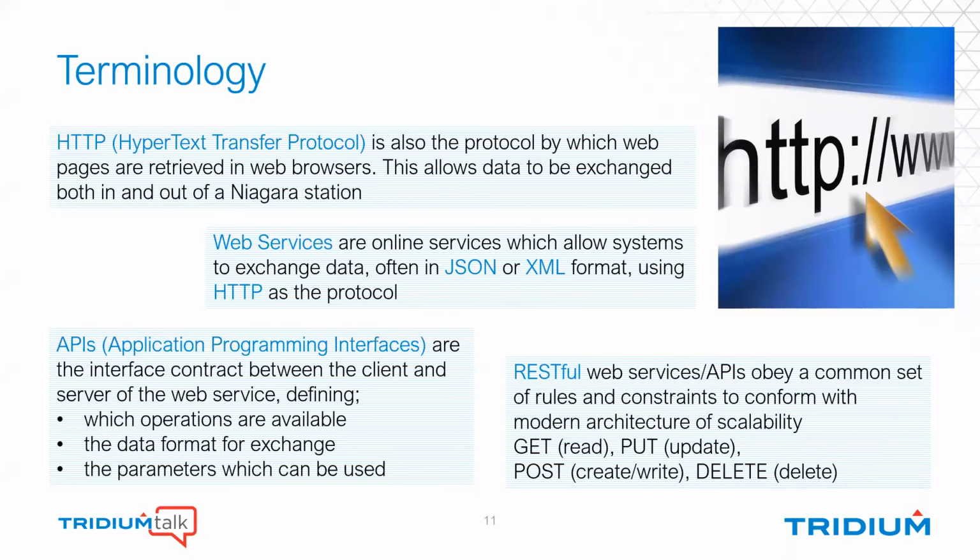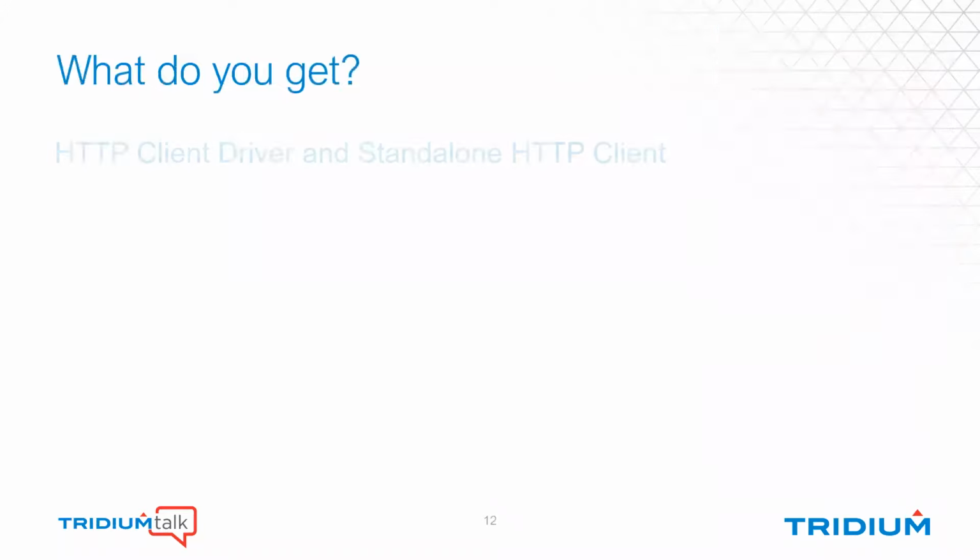So APIs are the defined definitions, one might say, of what operations are available. It's got the whole definition of how the data needs to be formatted for the exchange and what parameters can be used. RESTful web services and APIs are a particular subset which obey a common set of rules and constraints. And the most common functions that we use with those are get, put, post, and delete. And all of these are available through the HTTP client driver.